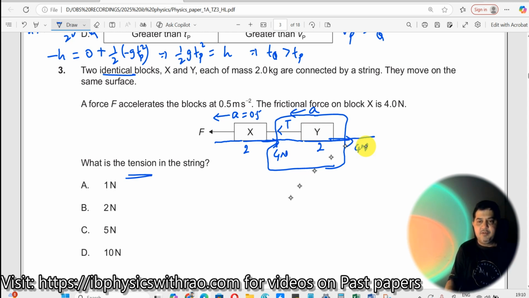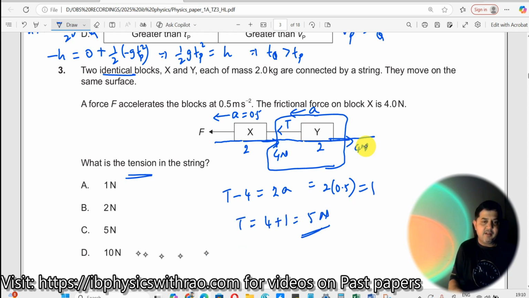This is your 4 Newton. So let me write down the free body diagram: T minus 4 is equal to 2 times a. What's the value of a? 0.5. So 2 into 0.5 is equal to 1. So T should be equal to 4 plus 1, which is equal to 5. So the answer is C.